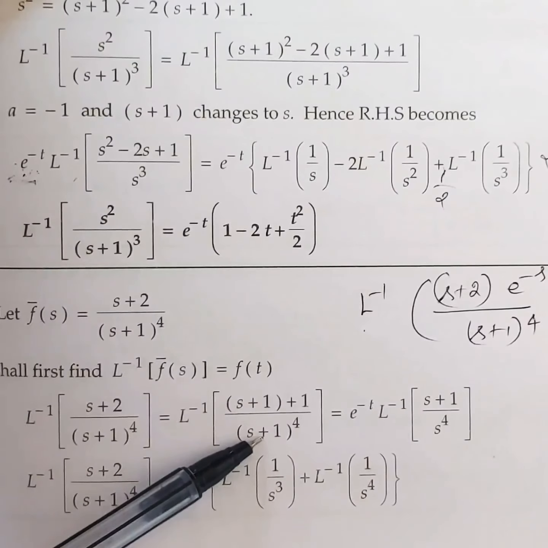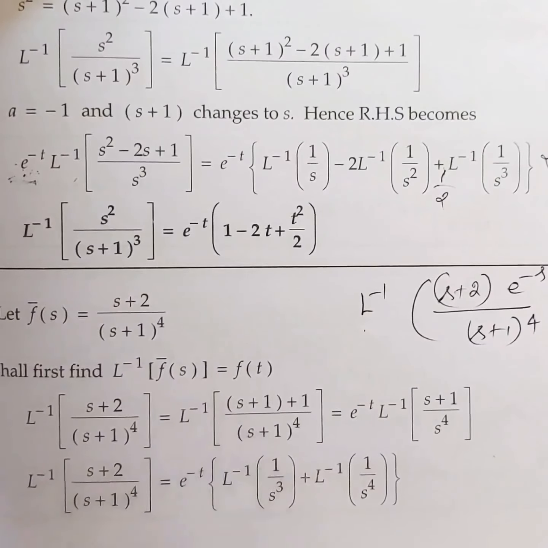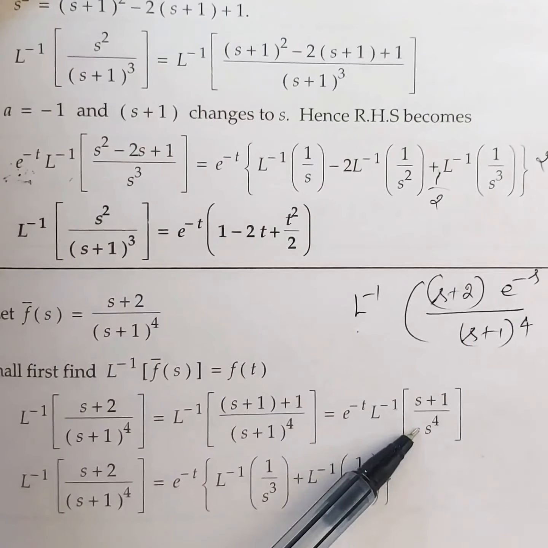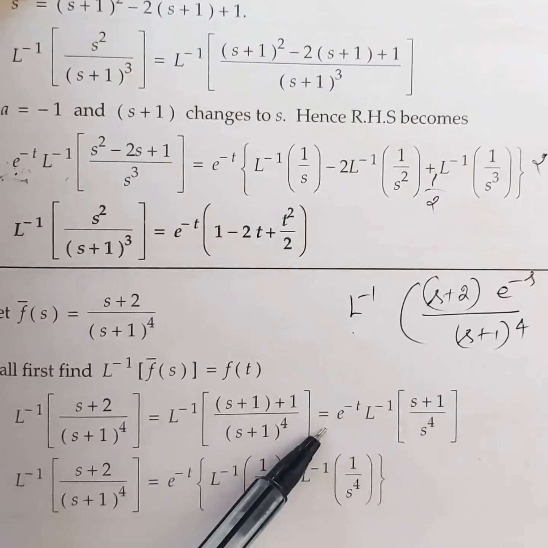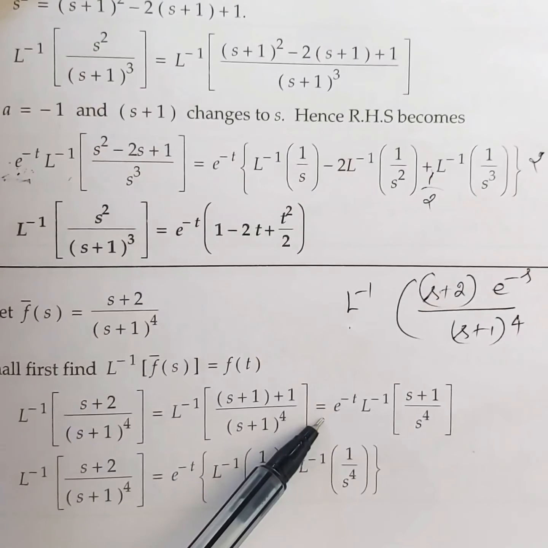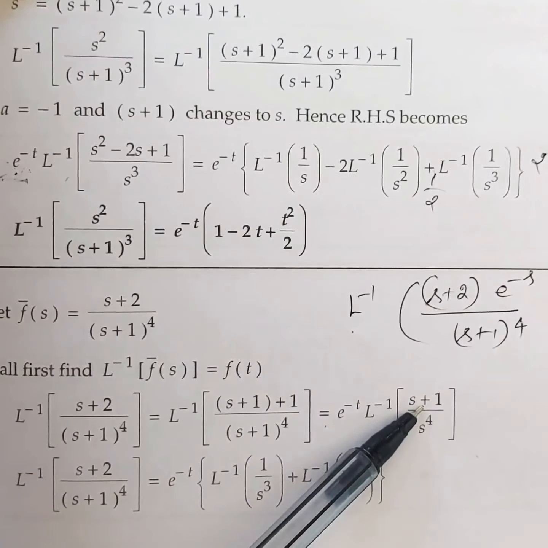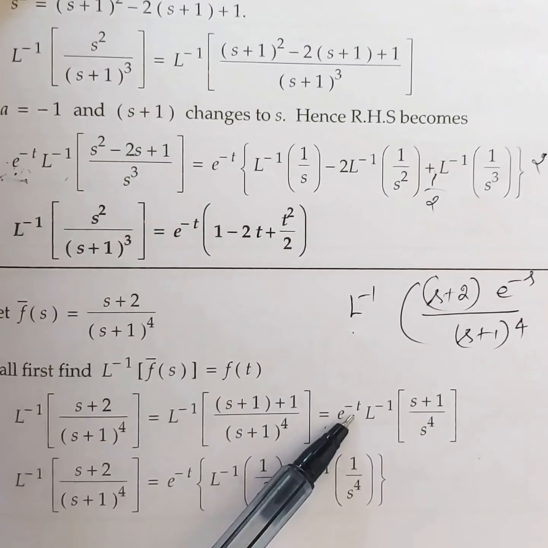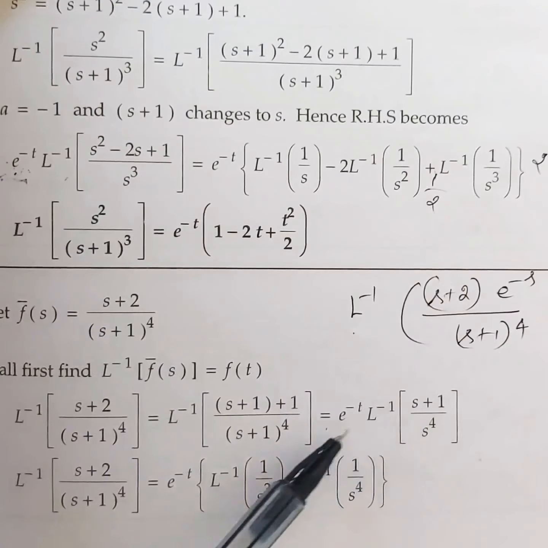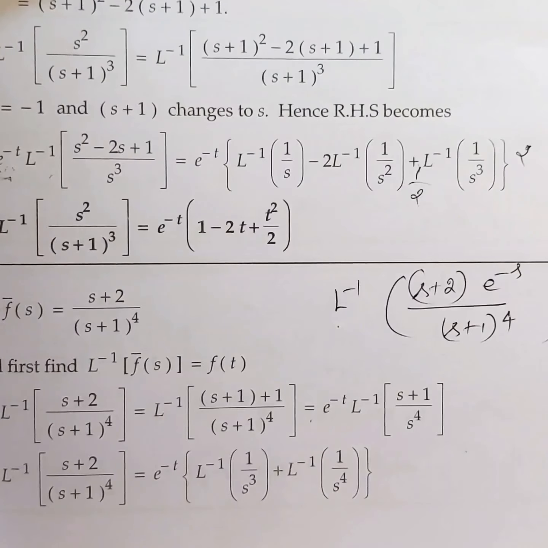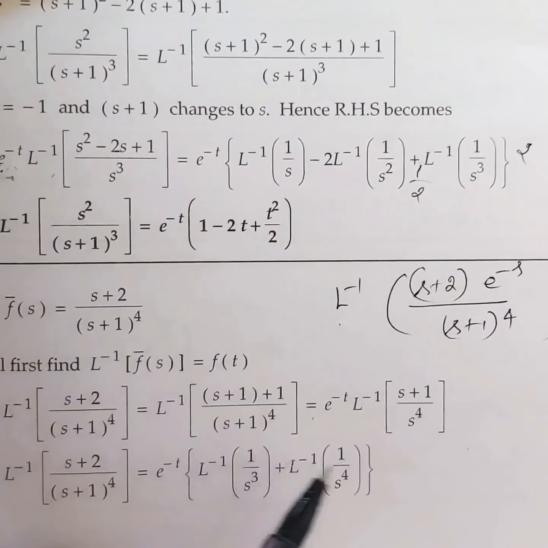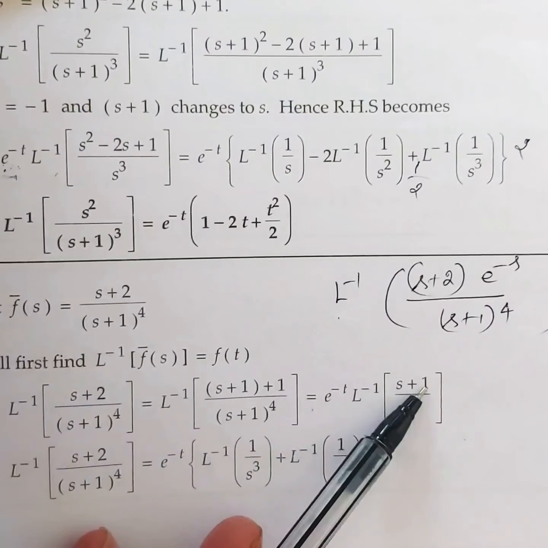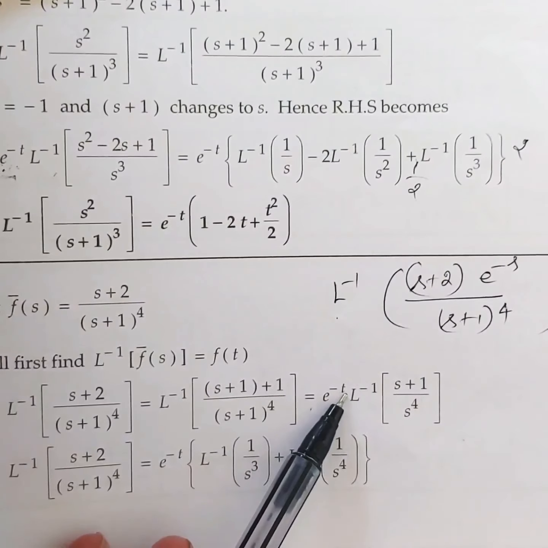Wherever s plus 1 is there, I am going to shift to s. So Laplace inverse of (s plus 1) by s power 4. After shifting, don't forget to multiply with e power that corresponding term. And the simple technique I told, if you have a plus sign here, you are going to write e power minus t. If you have s plus 2, you will write e power minus 2t. If you have s plus 3, you will write e power minus 3t. And so we multiplied with e power minus t here, plus 1t. Here 1 is there, so a is minus 1 here. So we have written e power minus t.